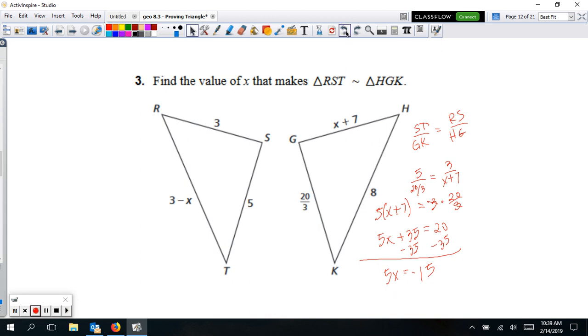Divide by 5, and we're almost done. Negative 15 divided by 5 gives us negative 3 as an answer. So what's the value of x that makes these similar? It would be negative 3 for x. That would make these similar.